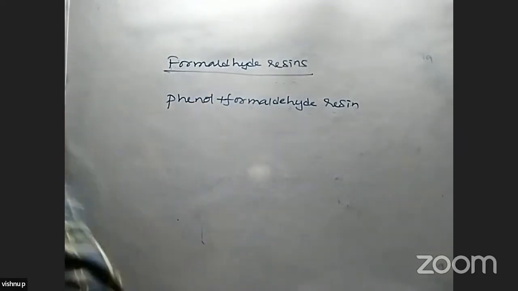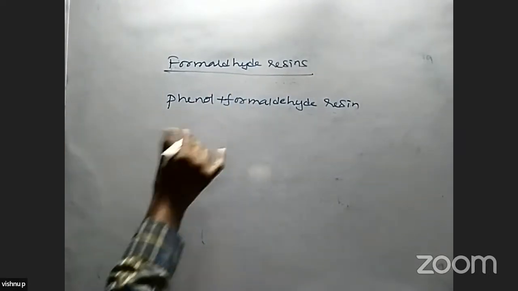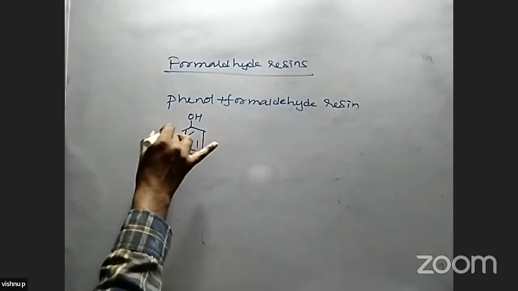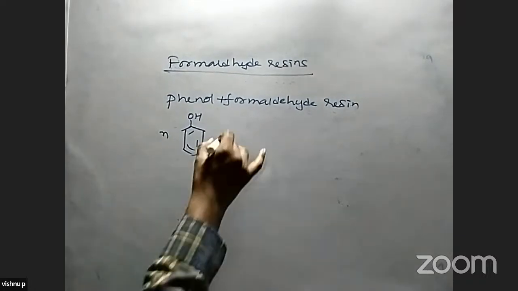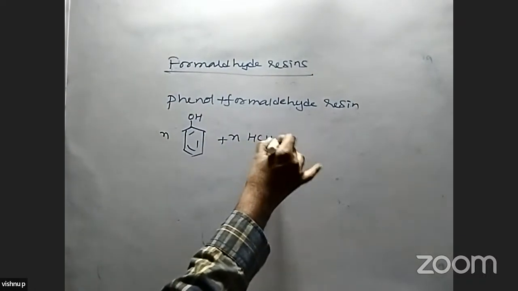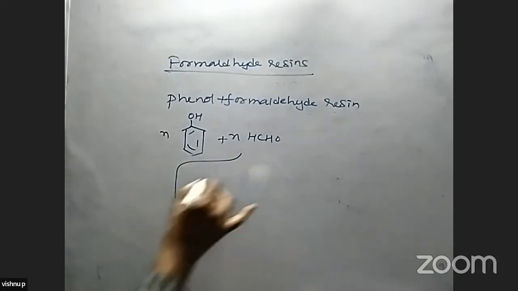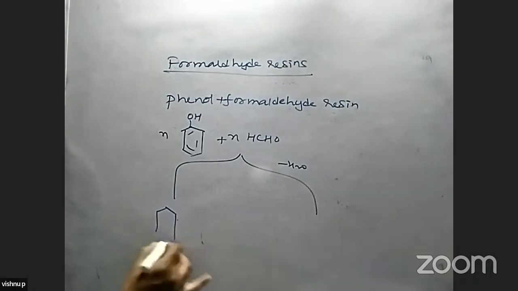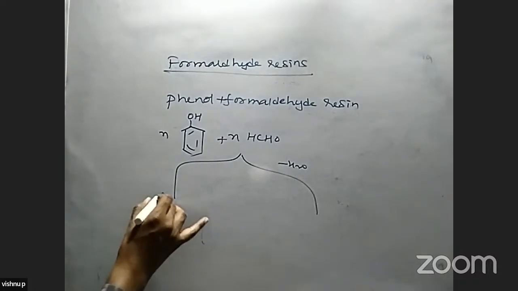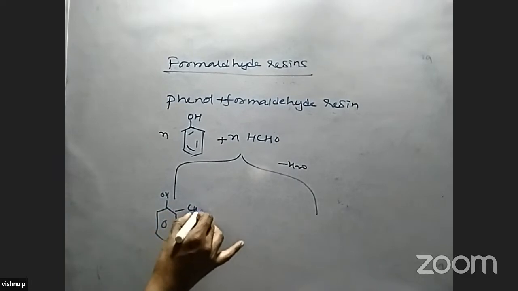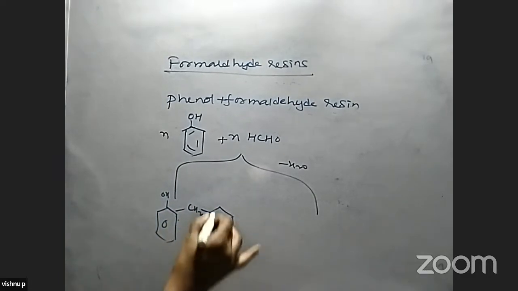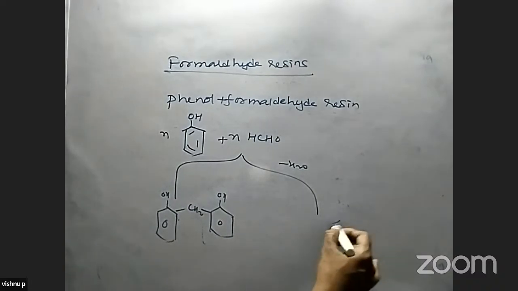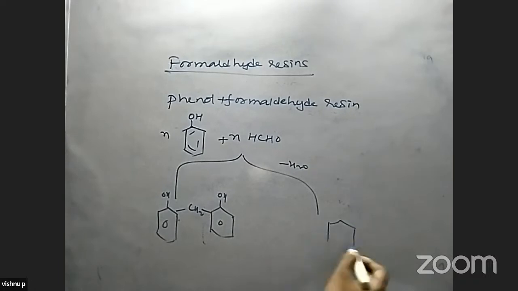Phenol plus formaldehyde. Phenol is C6H5OH. N molecules of phenol are combined with N molecules of formaldehyde, and this combination happens by losing a water molecule. So these are attached only by side chains, or they can be attached in a 3-dimensional way also.